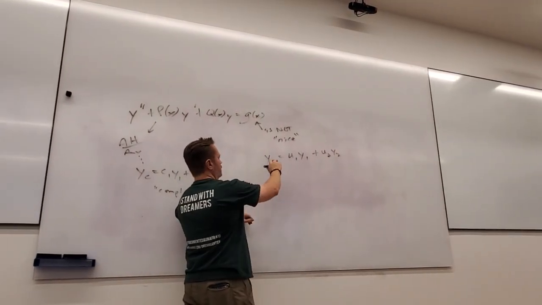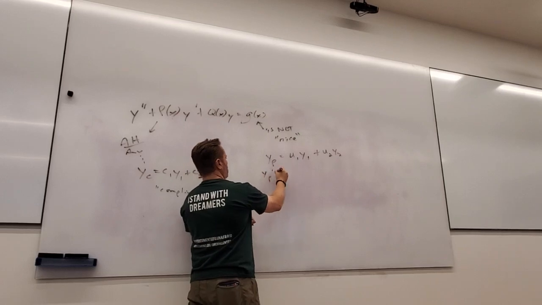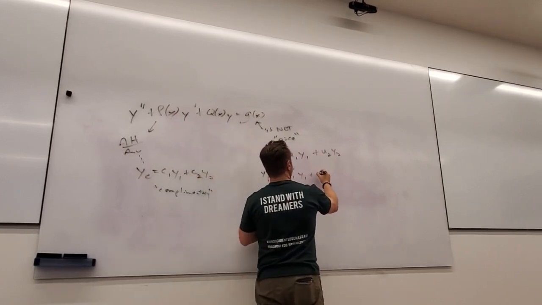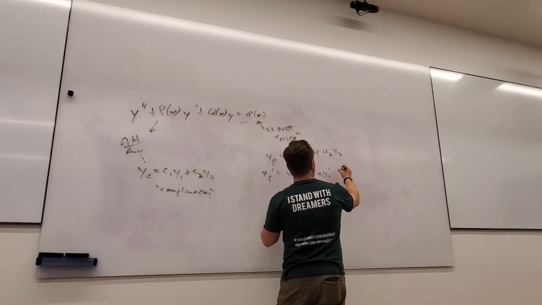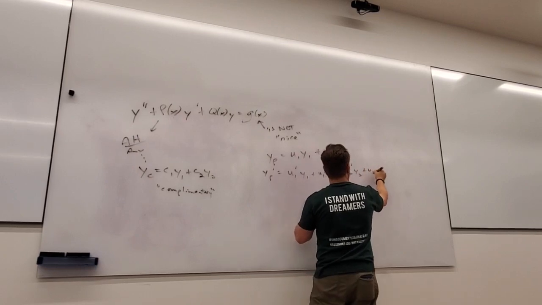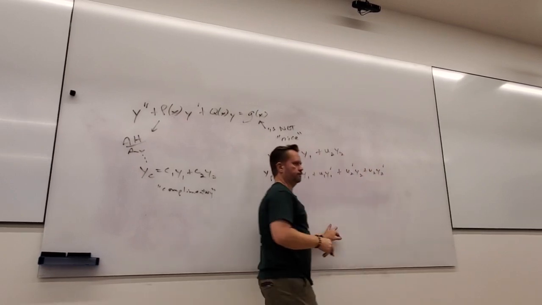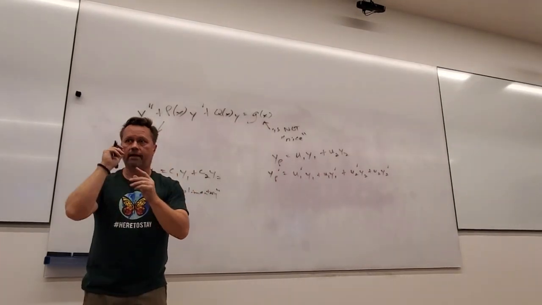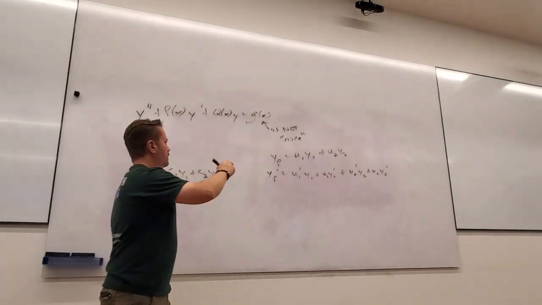Okay. So now if I do yp prime, I'm going to get u1 prime y1 plus u1 y1 prime, right? Plus u2 prime y2 plus u2 y2 prime. Stay with me, stay with me. I love it. Most of you guys are not writing this down. That's good. All right, you don't have to.